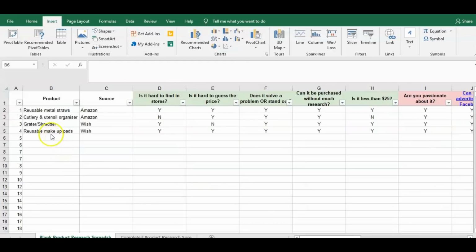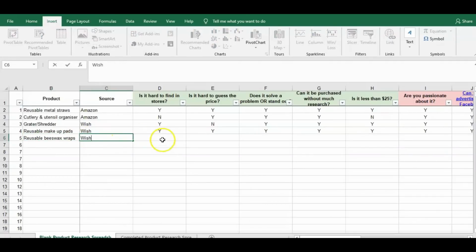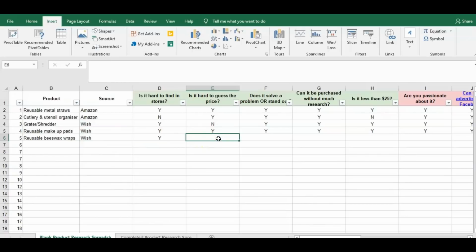So here we are back in the spreadsheet, and I'm going to put the reusable beeswax wraps, and I saw those on Wish. I haven't seen them in stores. I think it is pretty hard to guess the price because they're organic. Sometimes those things tend to be expensive. It does solve a problem because I use a lot of tin foil. I hate using all that tin foil, or you might put things in a plastic bag. And also for children going to school, think about mums making school lunches. Having a reusable beeswax wrap is a great idea.